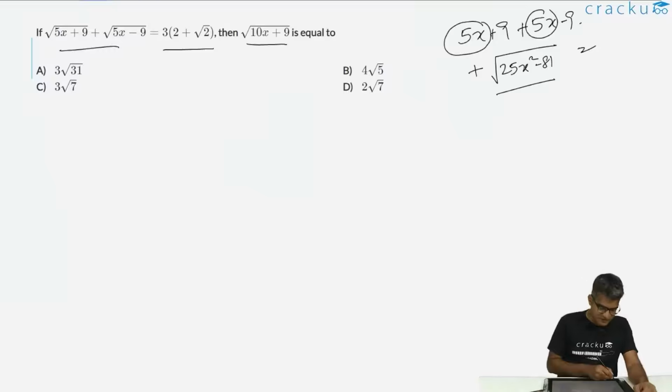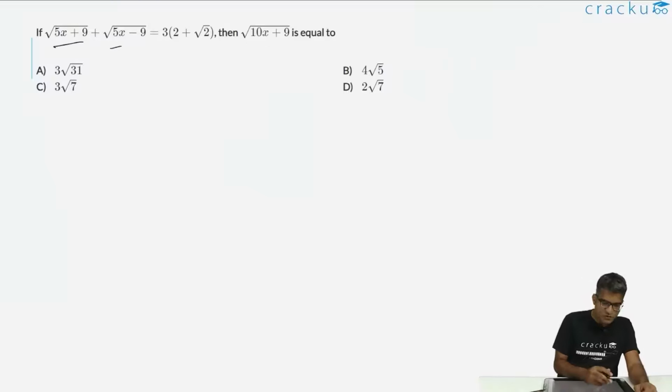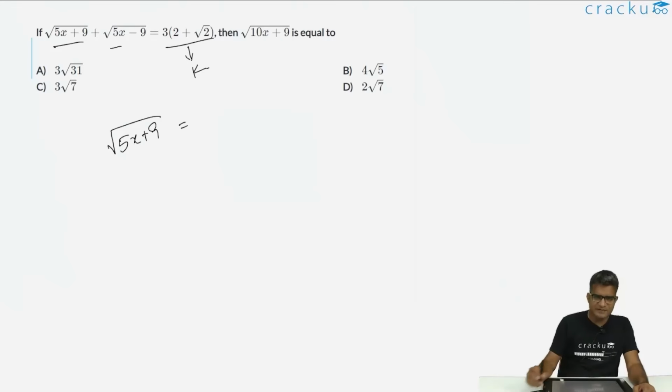The trick to solving these kind of questions is by taking one of these two to the other side. That is, we will make this as square root of 5x plus 9 is equal to 3 plus 2 root 2 minus the other root. Just for the sake of explanation, let this number be equal to k.